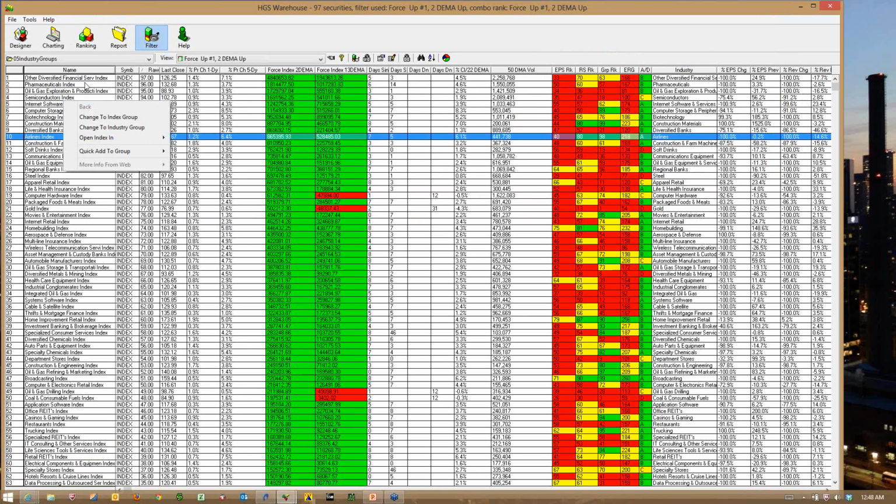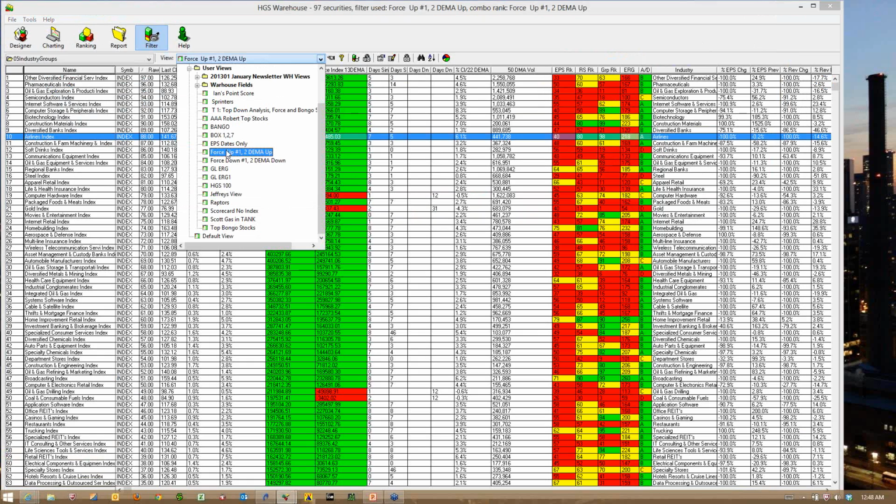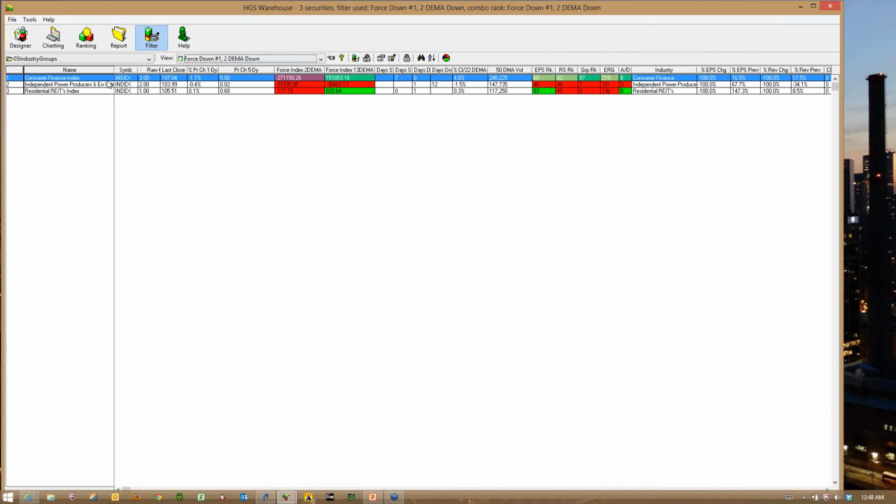Just real quickly, let's see where the money was moving out of at the end of the week. Only 3 groups: consumer finance, independent power producers, and residential REITs. So, strong market. We've looked at a number of stocks. It's already getting late in the night.